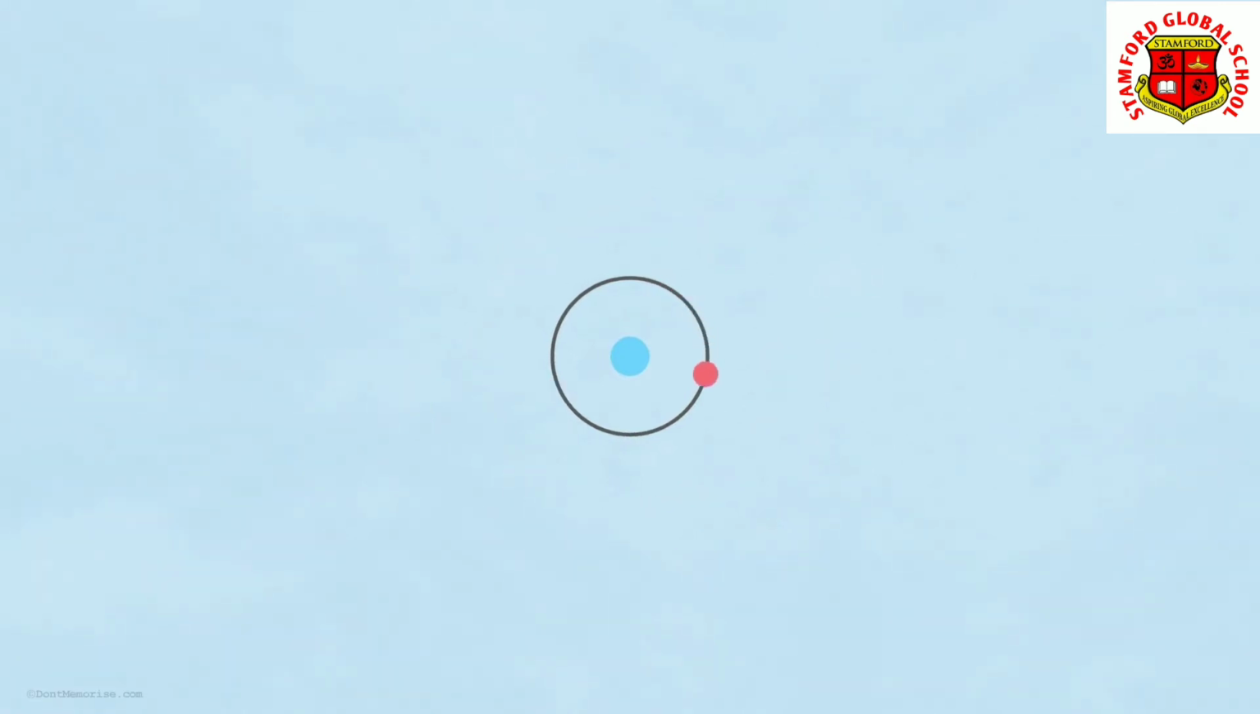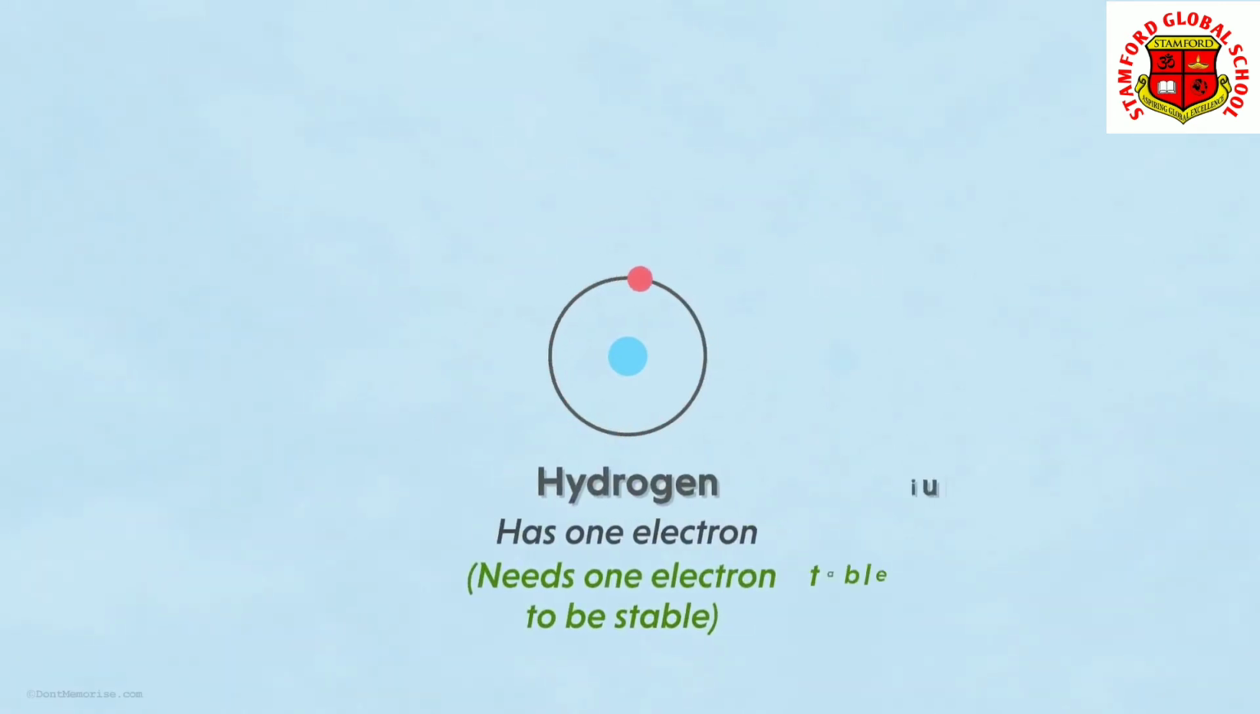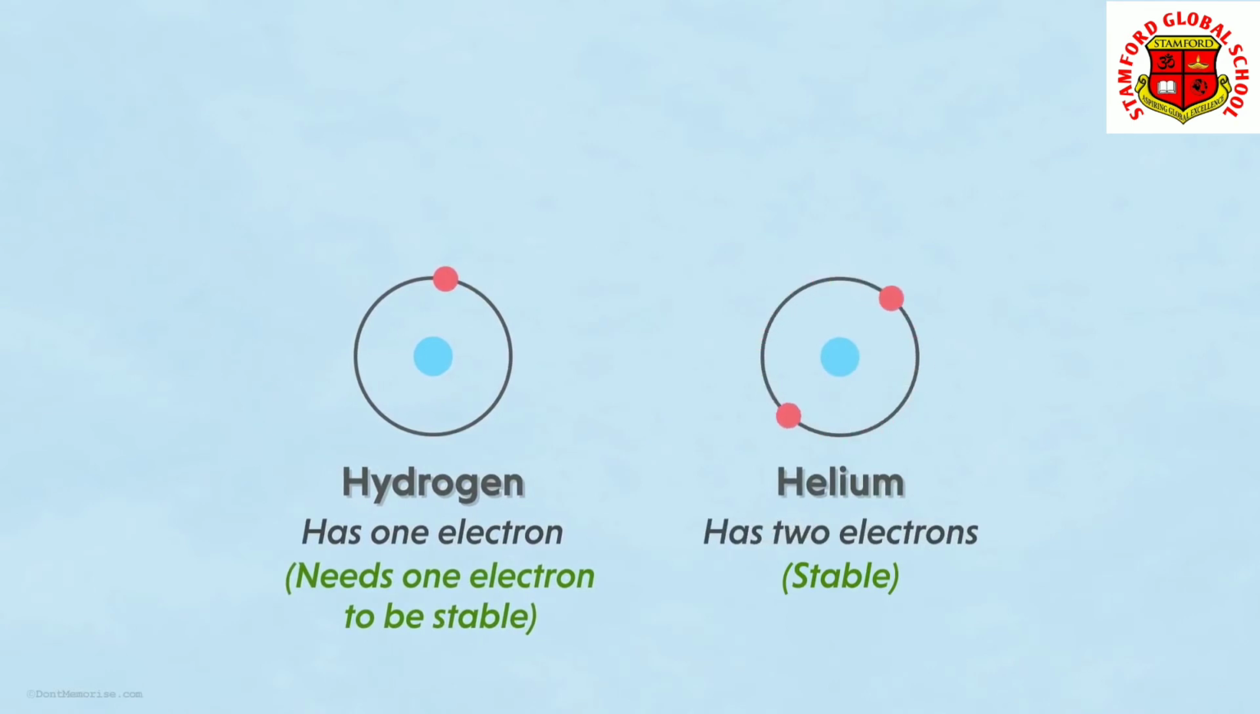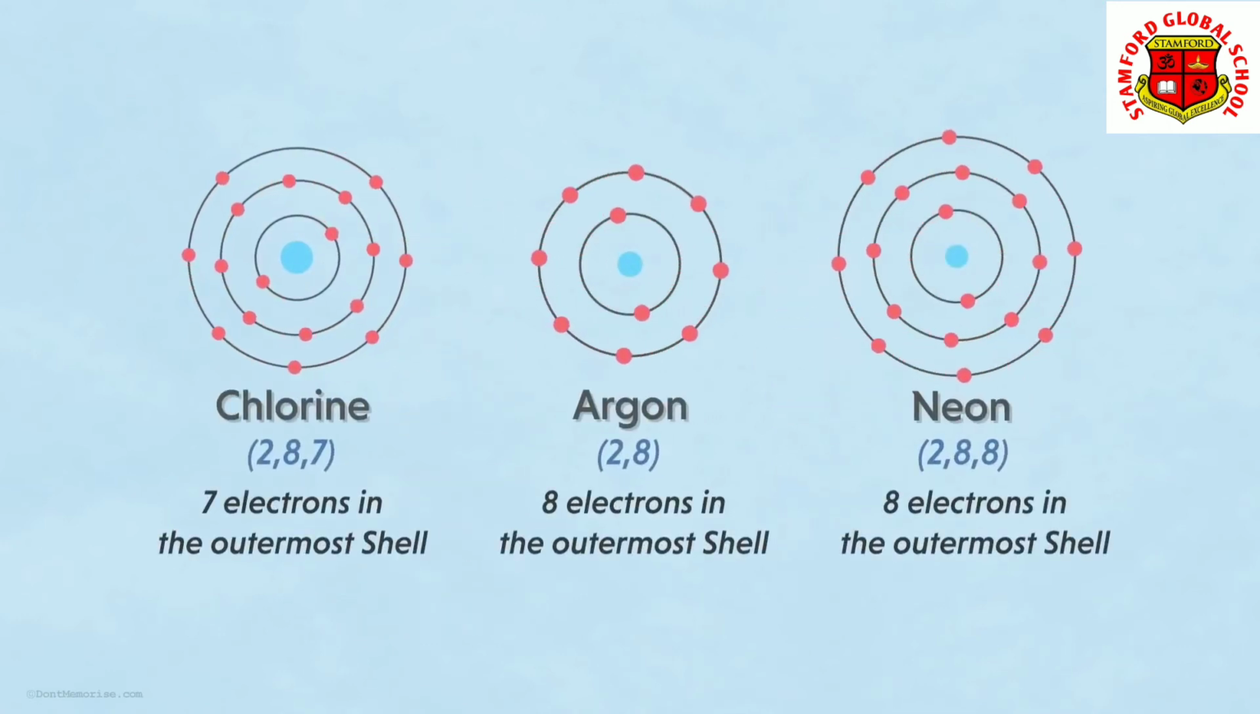That means if it's just one shell like in the case of hydrogen or helium, then the atoms would want to have 2 electrons in it. That will be the outermost shell of the atom. This will help them achieve a stable state. Similarly, for all the other atoms having more than one shell, it's obvious that they will wish to have 8 electrons in their outermost shell.